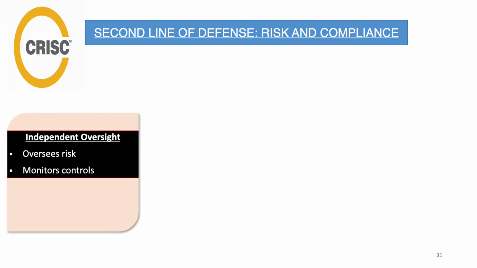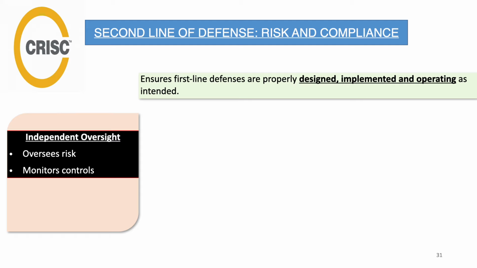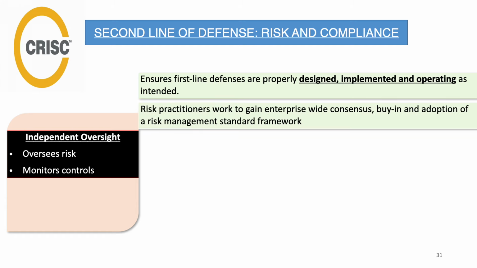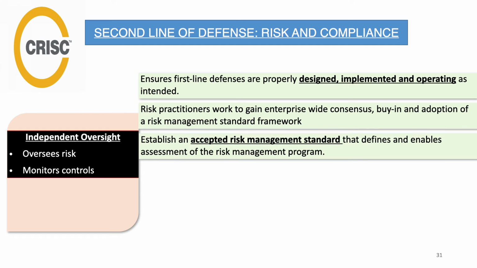The responsibilities of these second line functions typically include participating in the business unit risk committee, reviewing the risk report, and validating compliance with the risk management framework requirements, with the objective of ensuring that risks are actively and appropriately managed. Right? Sometimes the risk practitioner works to gain enterprise-wide consensus in the adoption of the risk management standard framework, to make sure that the first line of defense is correctly planned, put into action and functions as intended.